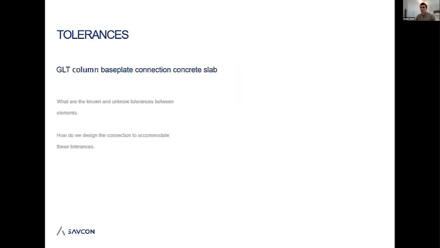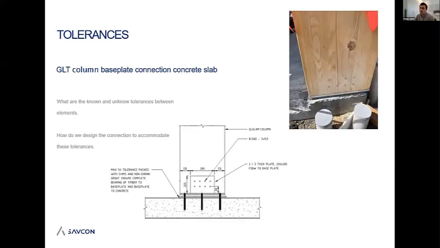So, a GLT column base plate connecting to a concrete slab. What are the known tolerances? What are the unknown tolerances? And how do we design this connection? A known tolerance is going to be the actual column itself. We know the length, or we know the RL it should be at. And what are the unknown tolerances? If we're going to an existing concrete slab, we can survey that and change that unknown tolerance to a known tolerance. But more often than not, it's going to be a new concrete slab and we're designing this building 3 months in advance and we don't know that.